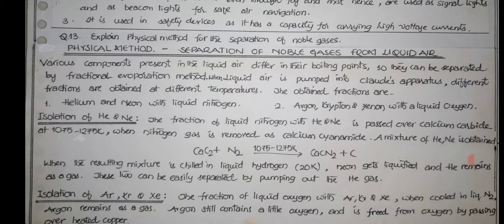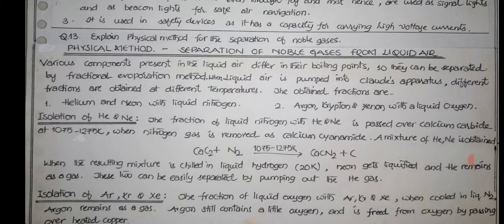Isolation of helium and neon: the fraction of liquid nitrogen with helium and neon is passed over calcium carbide at 1075 to 1275, when nitrogen gas is removed as calcium cyanamide. A mixture of helium and neon is isolated or obtained. Helium and neon, you got the mixture.